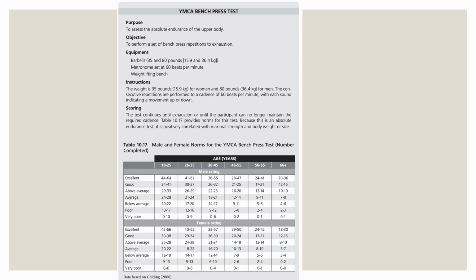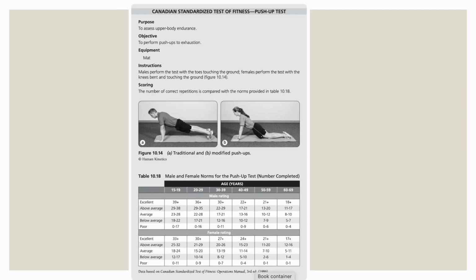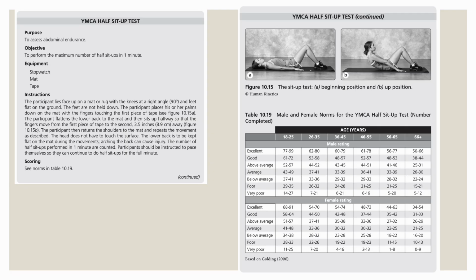So this is the YMCA bench press test. The Canadian Standardized Test of Fitness is a push-up test. And as you can see here, there's a traditional and a modified variable. And we also have the YMCA half sit-up test. Body weight is negatively correlated with the results of this test.